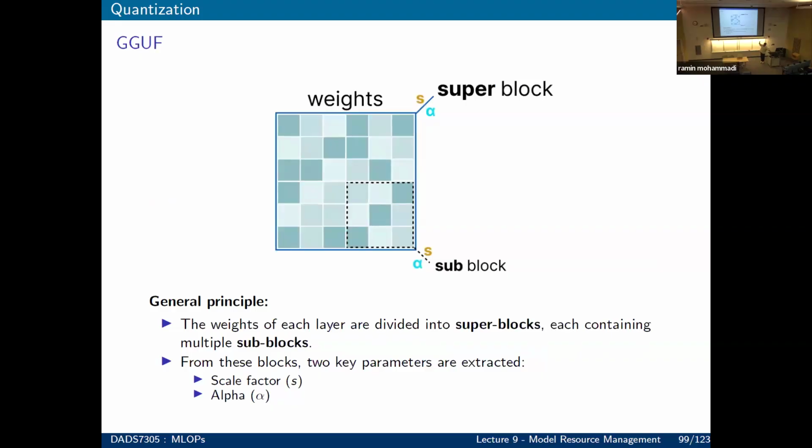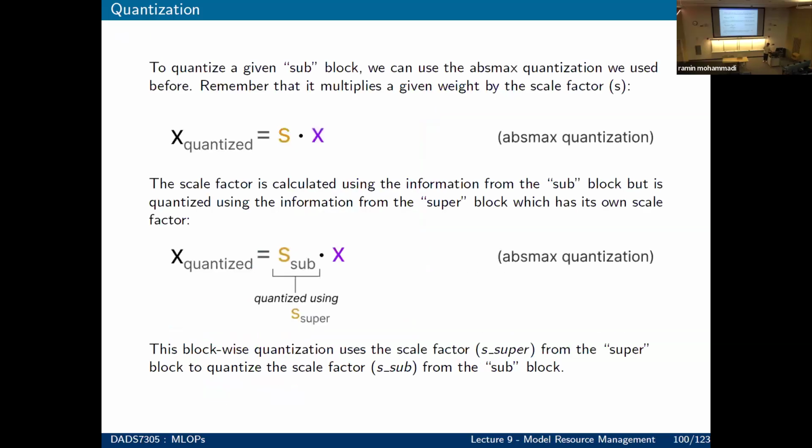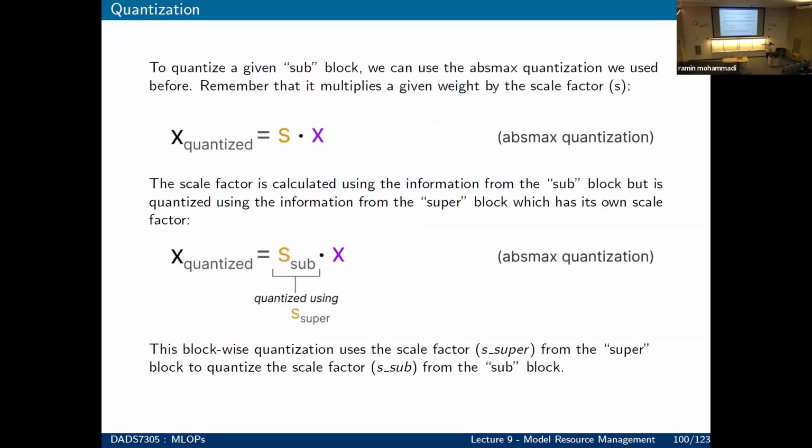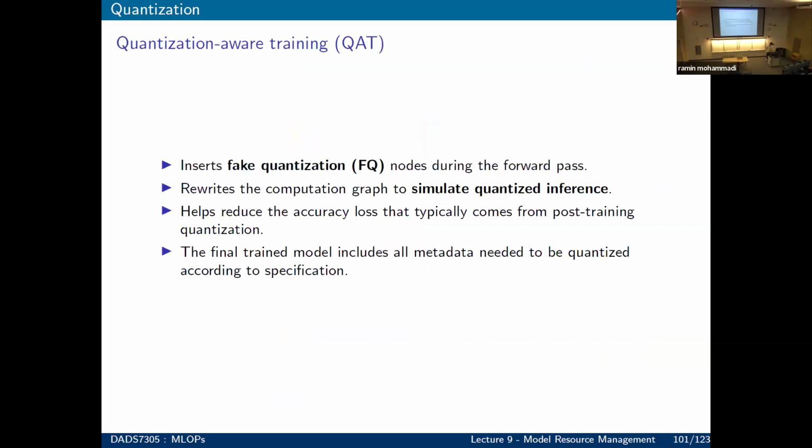So you offload smaller squares onto CPUs, and for every smaller square you find a scaling factor and an alpha for quantization. But you quantize that with respect to the S of the large matrix that is on the GPU, the original weight matrix. That's basically the process that happens in GGUF. And in this example, we're also using max quantization.